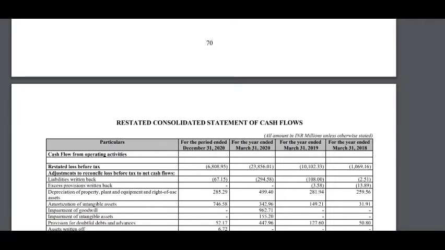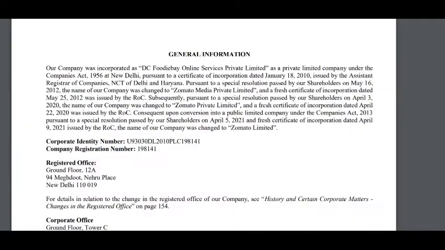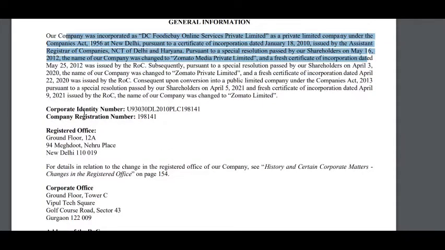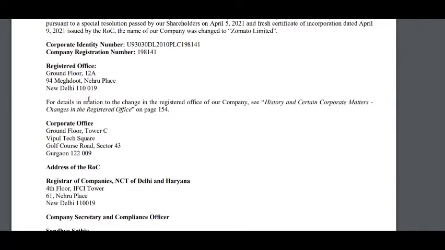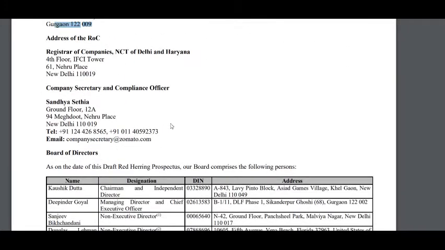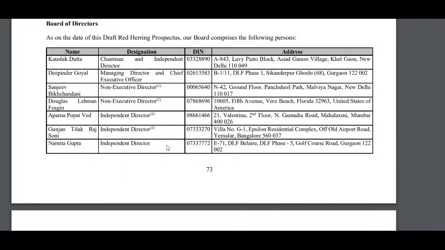And the next part is on the name change. As you can see here, they incorporated, and then on 16th May, they changed the name to Zomato Media Private Limited. A fresh certificate was incorporated. You can see their registered office. They are based out of New Delhi, Gurgaon. So all details are there. Independent directors details are there. So all these points are covered.